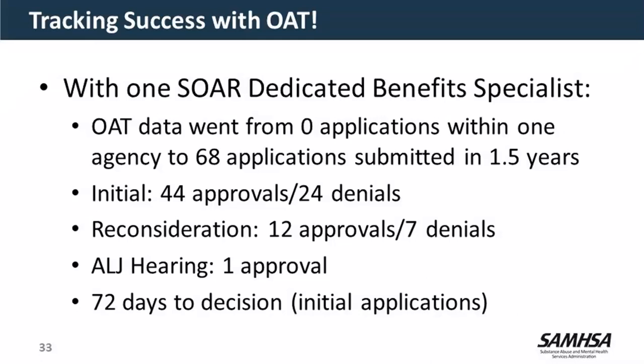44 of those were approvals, and 24 of them were denials. I went back in to validate them into the reconsiderations, and there were 12 approvals and 7 denials, and 1 approval at the law judge hearing level. So all of this average was up to 72 days per decision. So that's an amazing feat to be able to go into OAT and see how one agency has changed the lives of so many people.